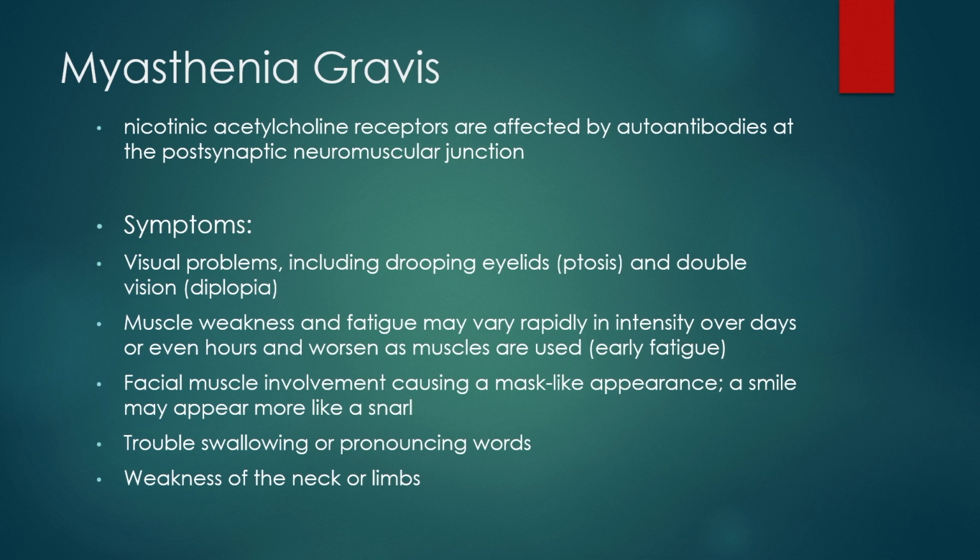So the drooping eyelids, weakness that varies throughout the day. If they rest, a lot of times their strength comes back, but if they overuse, it goes away. Trouble swallowing or pronouncing words, anything that's repetitive, they may have trouble with.